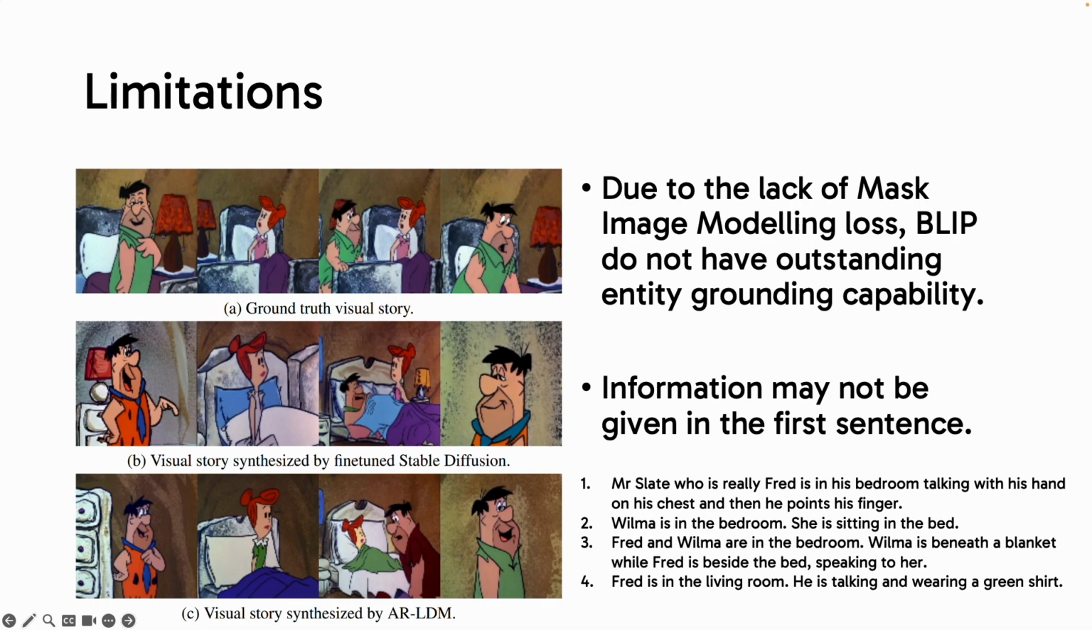While our method still has some limitations, such as in this case, AR-LDM cannot provide satisfactory results. This can be attributed to 2 problems. The first is due to the lack of masked image modeling loss. BLIP cannot ground the entity correctly. As you can see in the 3rd frame, AR-LDM draws the quilt in the color of the clothes. What's more, since we are doing auto-regressive generation, we can only know that Fred is wearing a green shirt from the caption of the 4th frame, and it is impossible for us to draw it correctly in the first image.